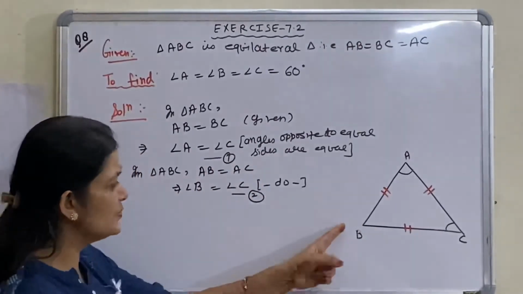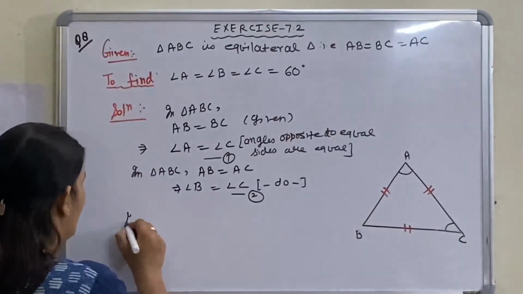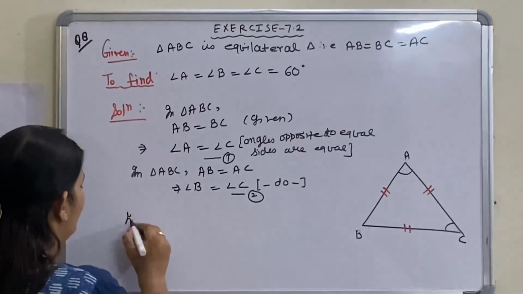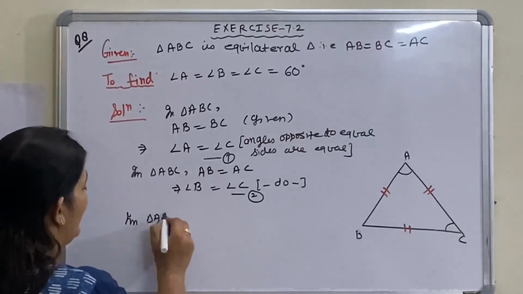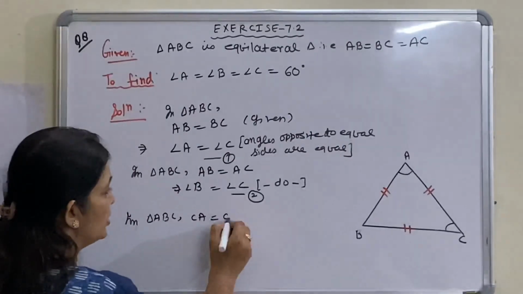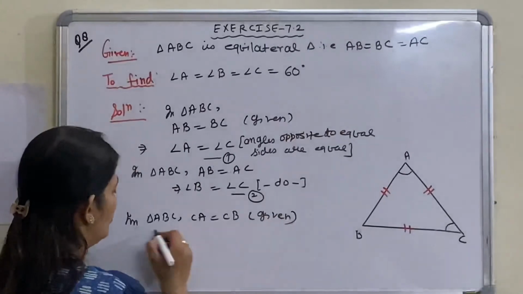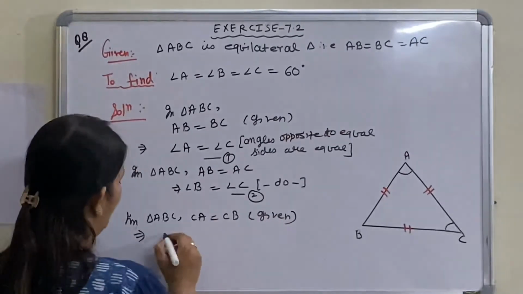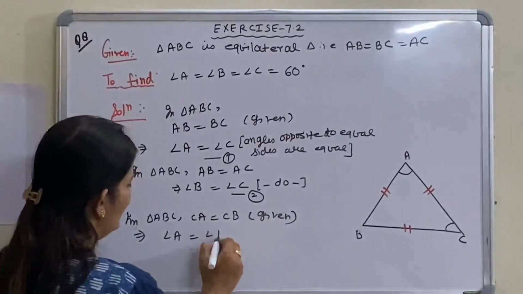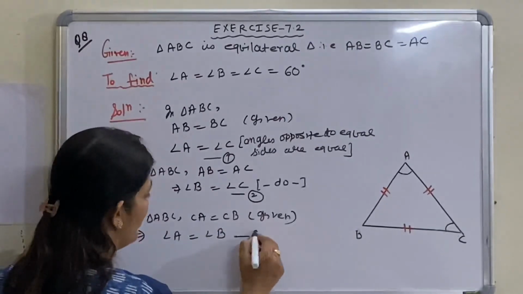First you took vertex B, then A, now take vertex C. Now in triangle ABC, CA is equal to CB. It is given. So there implies angle A is equal to angle B. This is equation number 3.